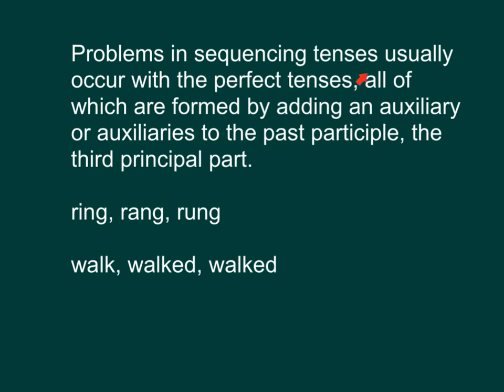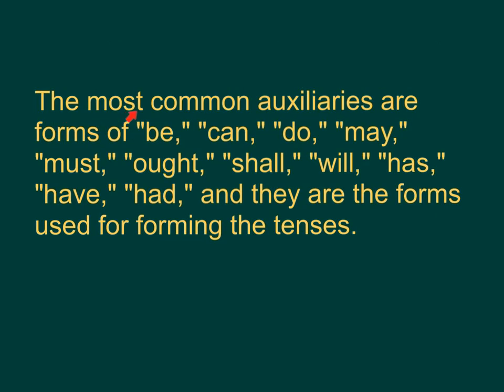Problems in sequencing tenses usually occur with the perfect tenses, all of which are formed by adding an auxiliary or auxiliaries to the past participle, the third principal part. Run, ran, run; walk, walked, walked. The most common auxiliaries are forms of be, can, do, may, must, ought, shall, will, has, have, had, and they are the forms used for forming the tenses.